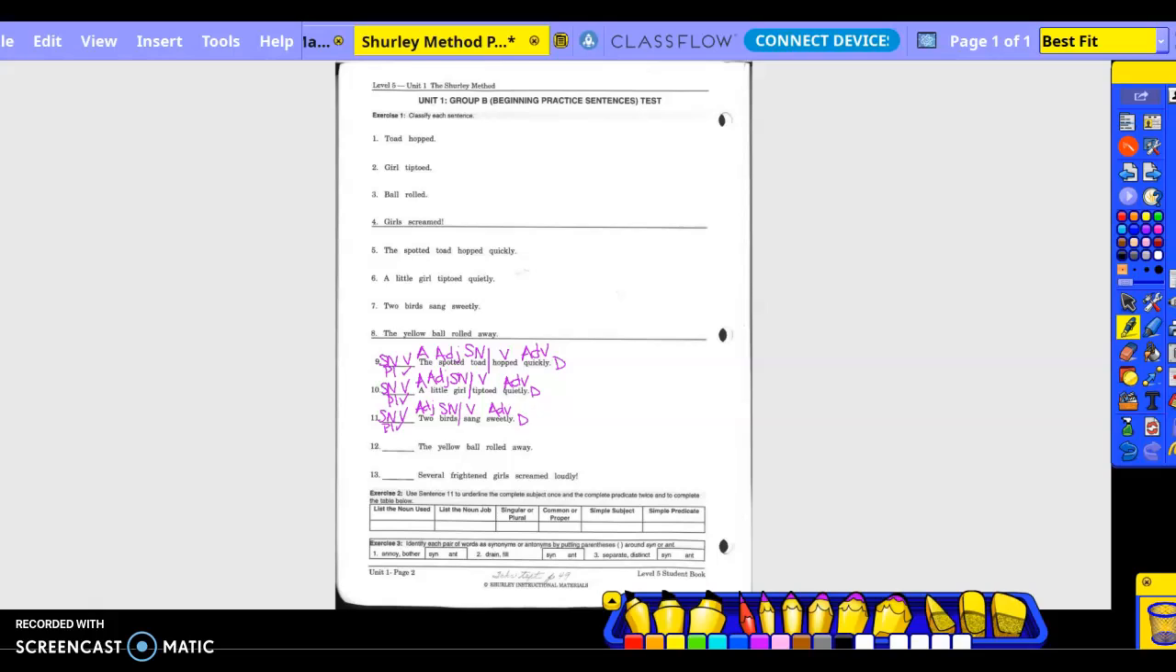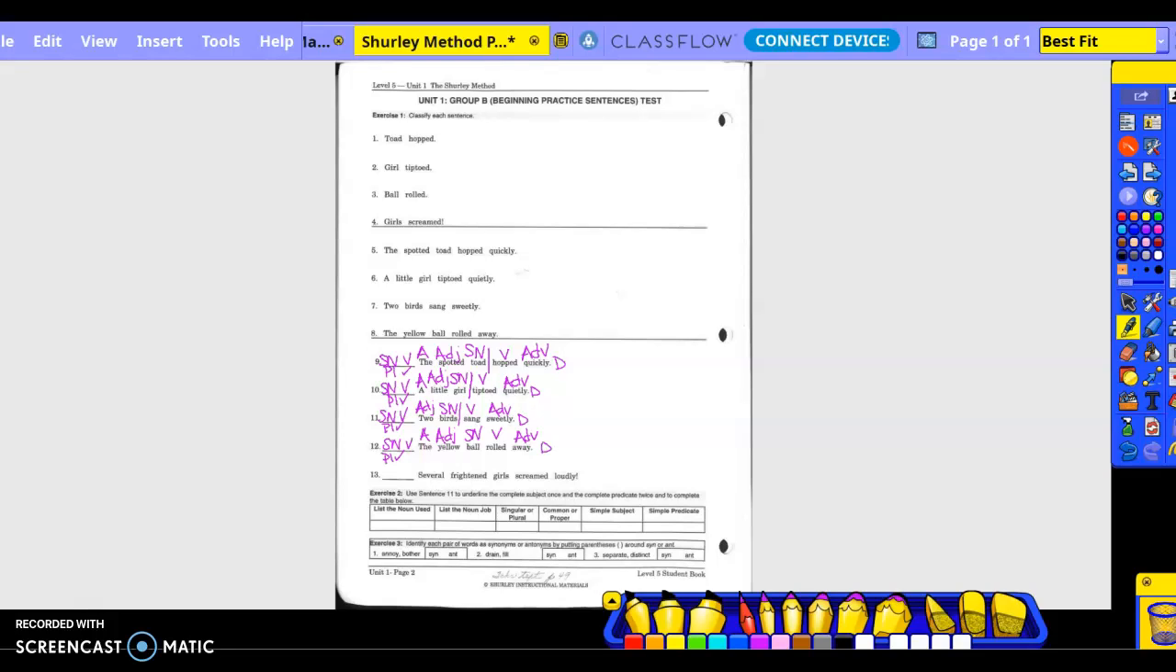Okay. The yellow ball rolled away. What rolled away? Okay. What is being said about the ball? Verb. Okay. Rolled where? What kind of ball? The. Pattern: subject, noun, verb, pattern one, check. Period.